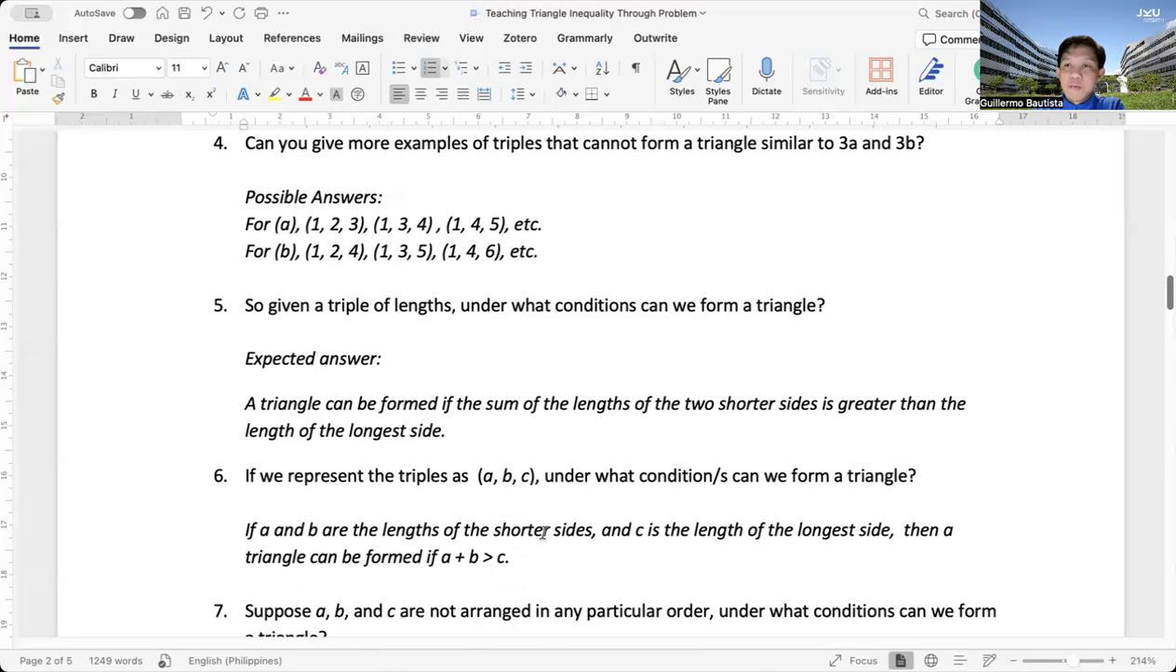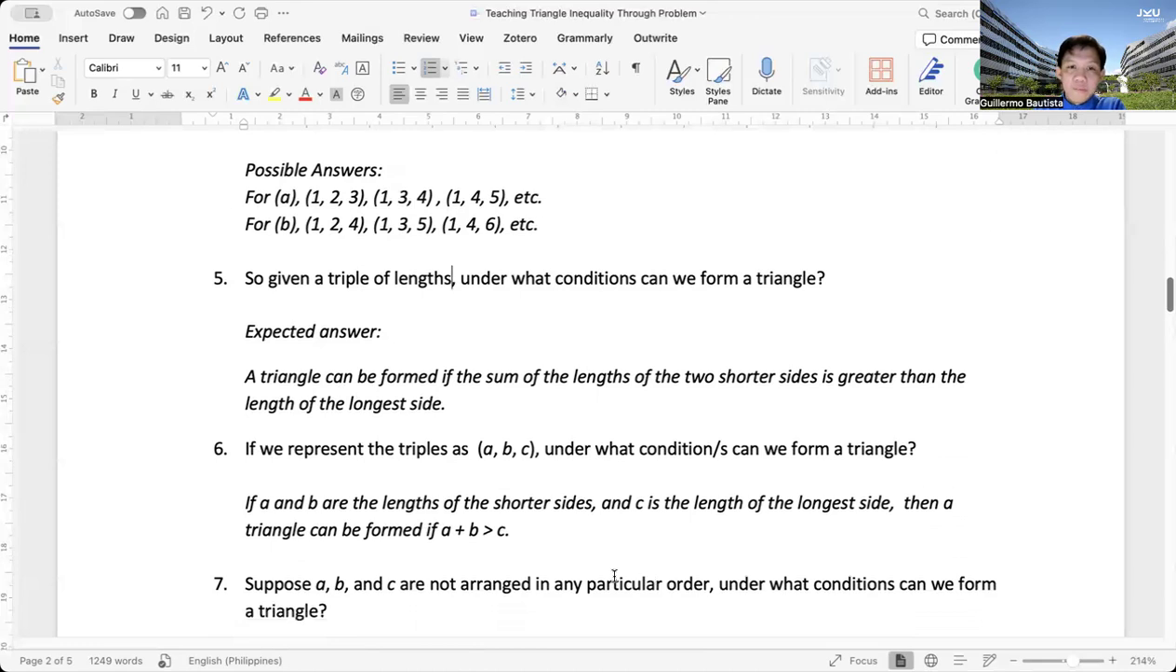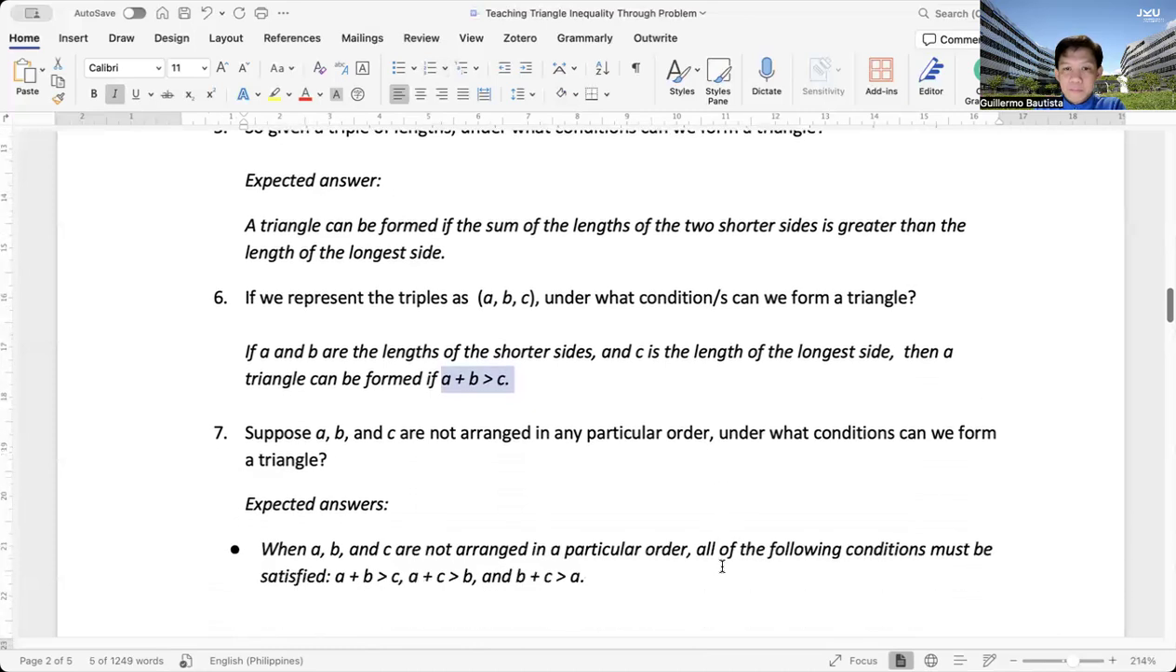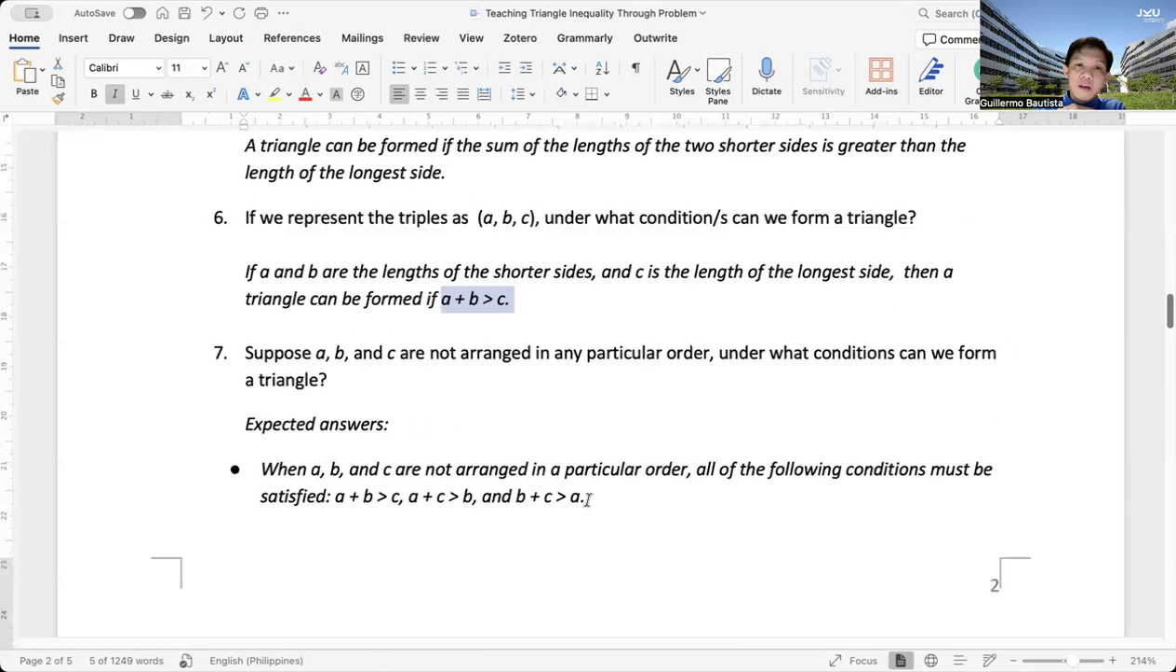And of course, after that, we need to let them represent this using variables, and we have to expect this answer. And of course, at that stage, the students don't really know how to generalize yet. Like when you say, of course, in the university, we know that A plus B greater than C means that you can arbitrarily assign the values of A, B, and C. So maybe that's not yet in the level of the students. So that's why I asked this question.